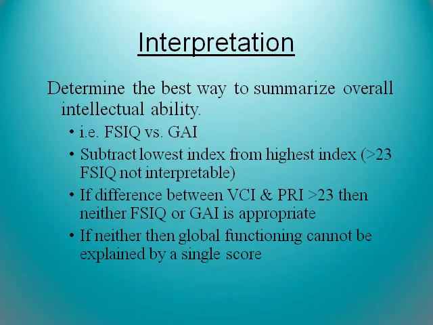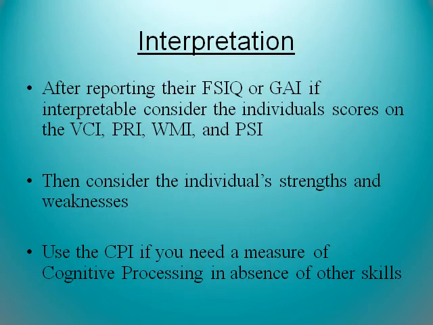So this is a way of determining how to summarize your intellectual abilities, and you can go through how to make those decision trees. And then after reporting the GAI or FSIQ, you interpret each of these to see if they're good measures of the VCI, PRI, whatnot. Consider the person's strengths and weaknesses, and then use the CPI if you'd like to.